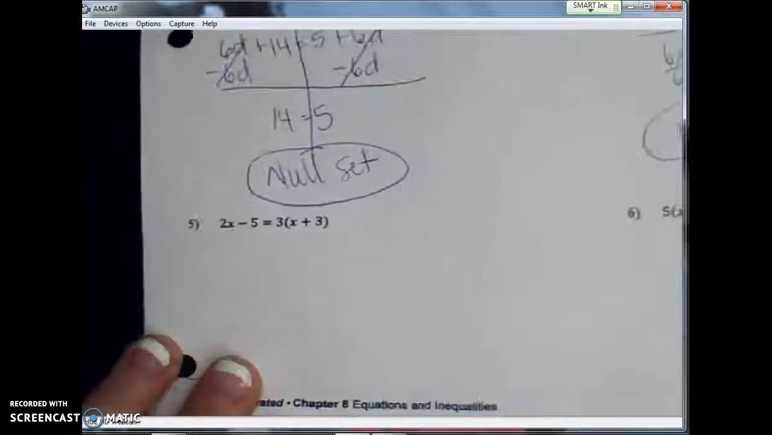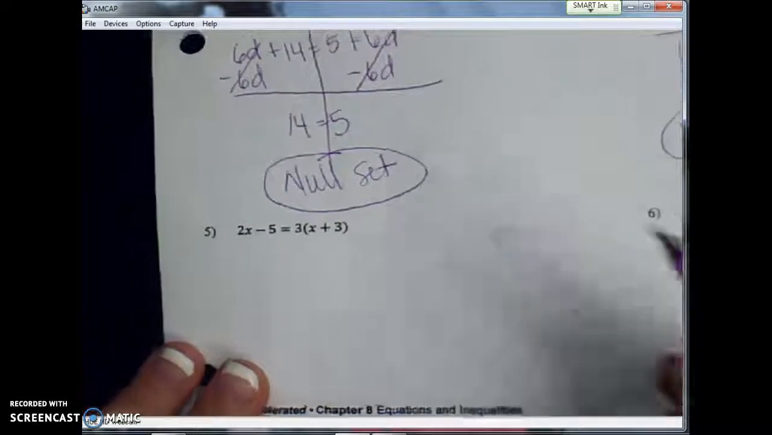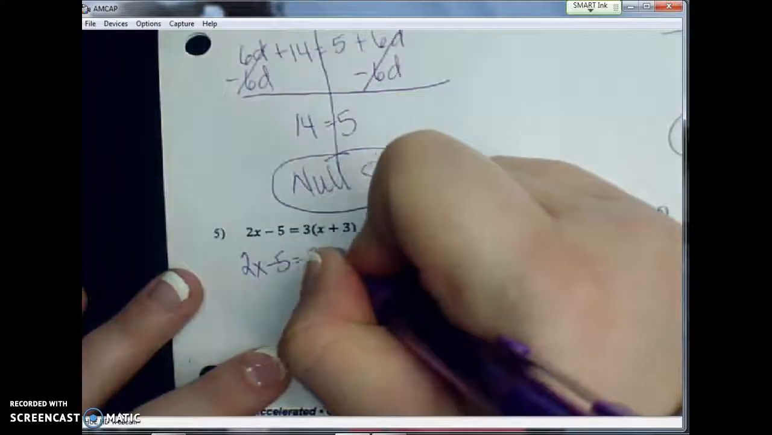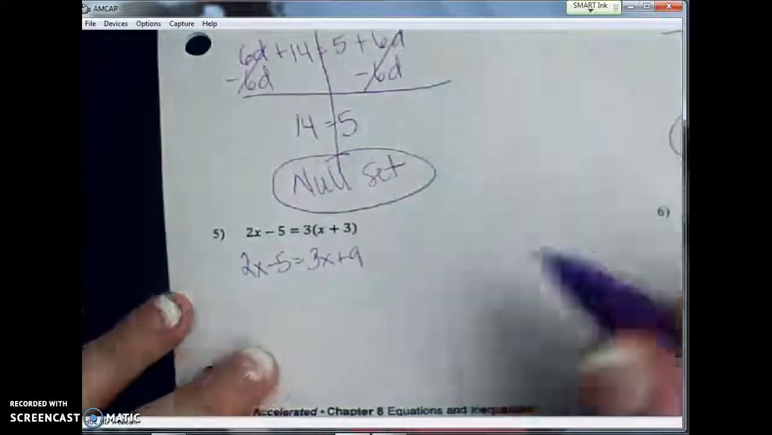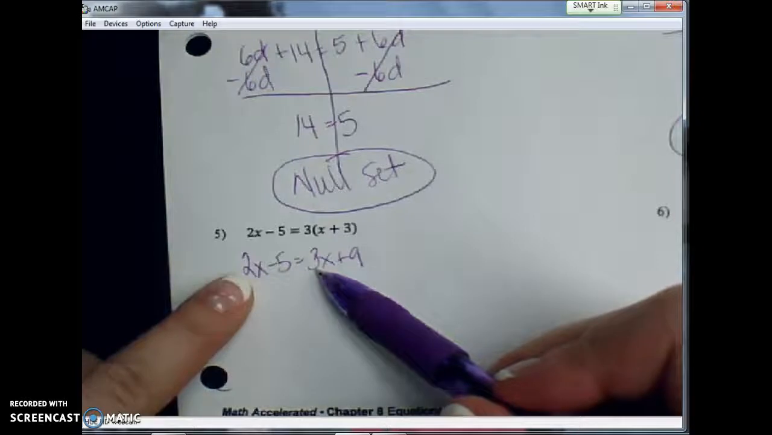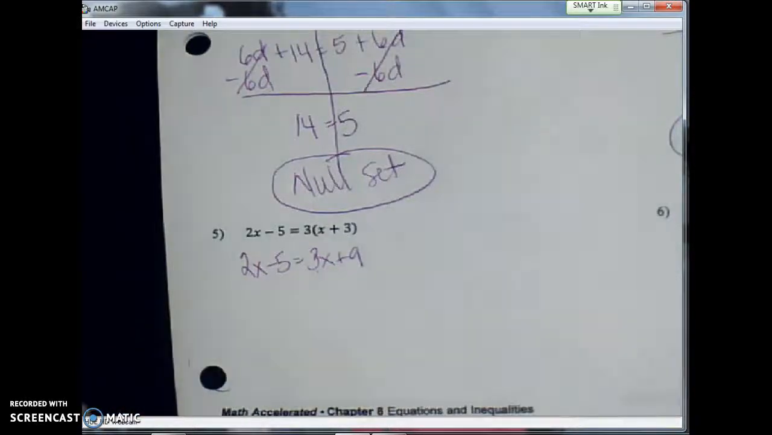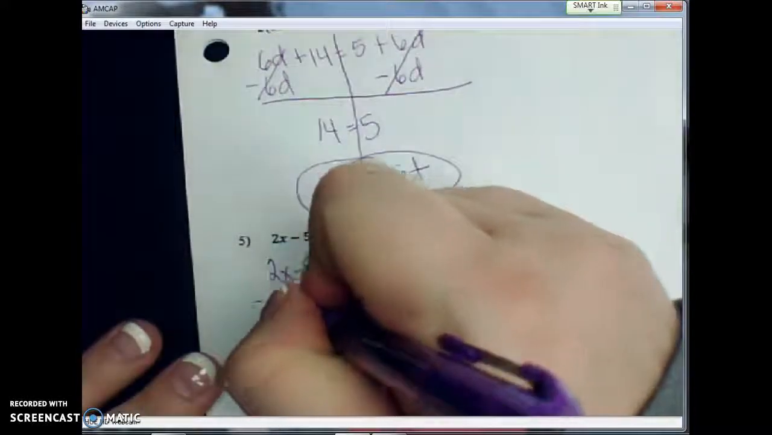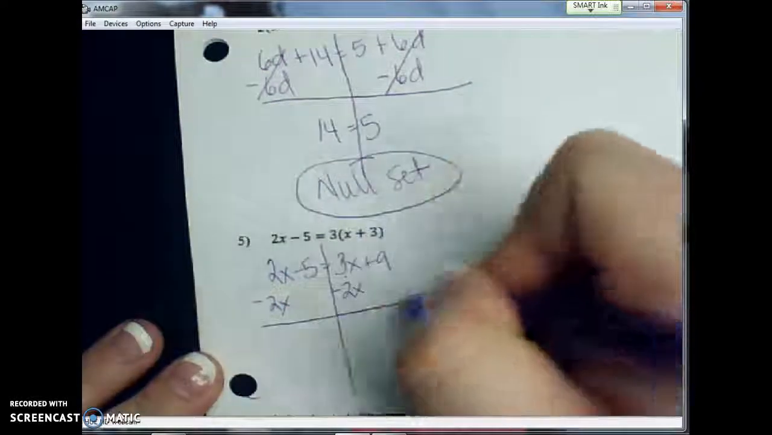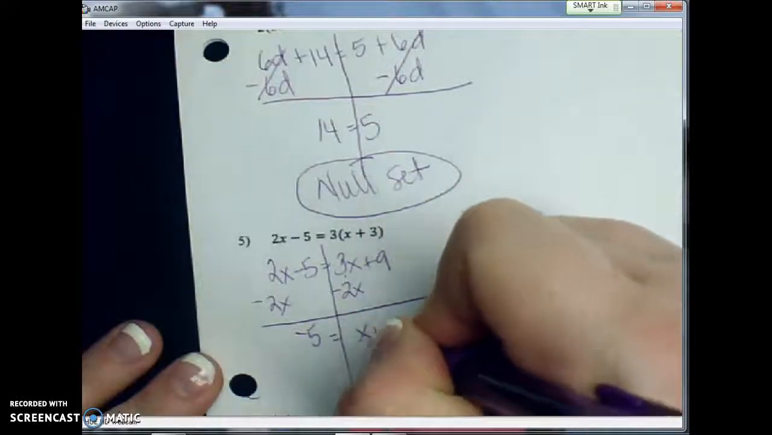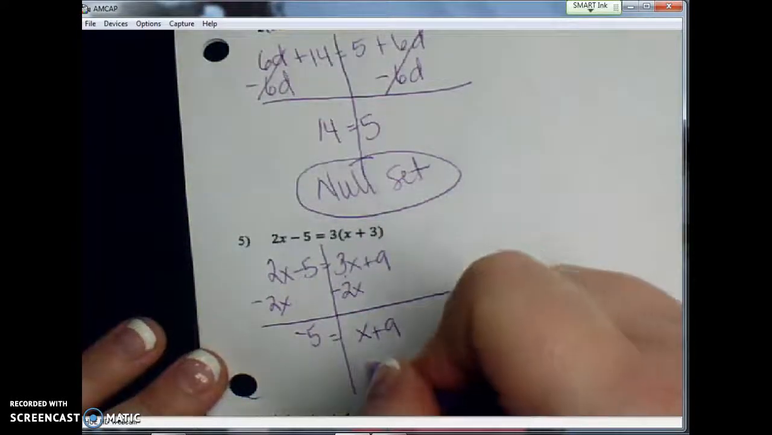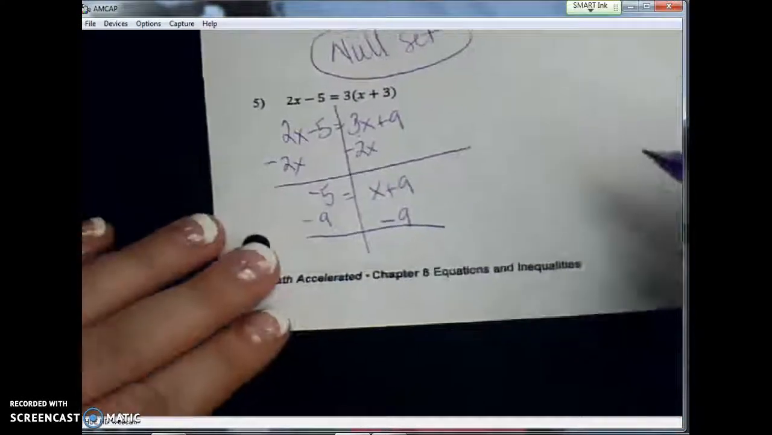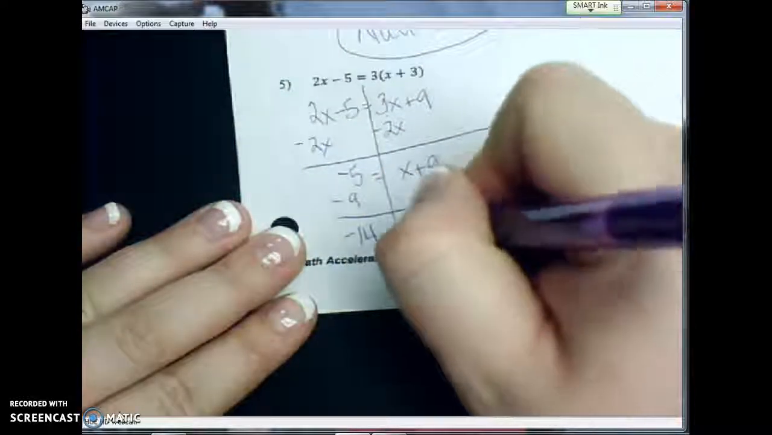Okay, so moving down here to number 5, we're going to again apply our distributive property. So 2x minus 5 equals 3x plus 9. Do I have the same variables? No, I don't. So I know I'm going to have a solution. I'm going to go ahead and subtract my 2x from both sides. So I have negative 5 equals x plus 9. And I'm going to subtract 9. And so negative 5 minus 9 gives me a negative 14 equals x.